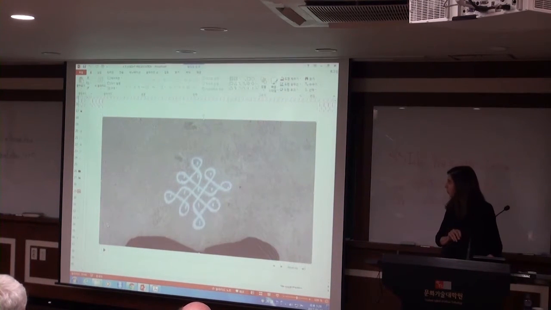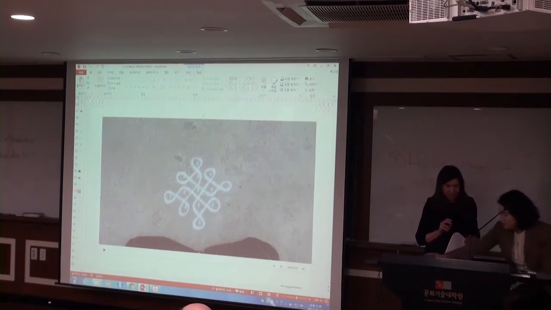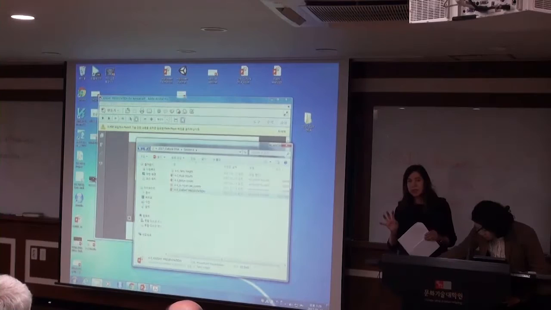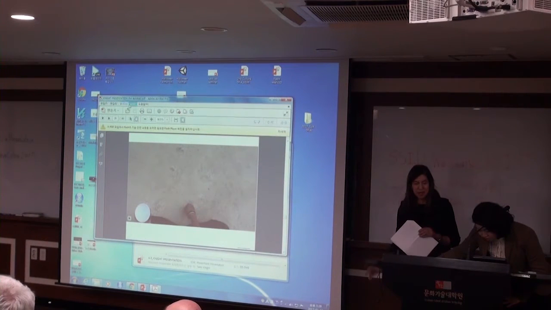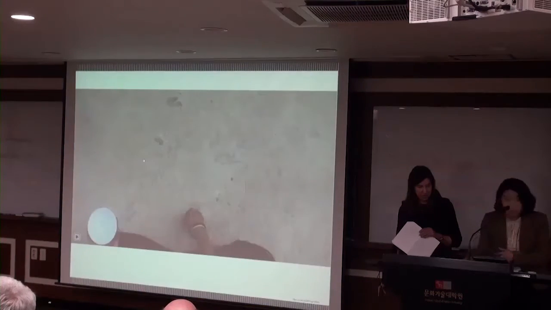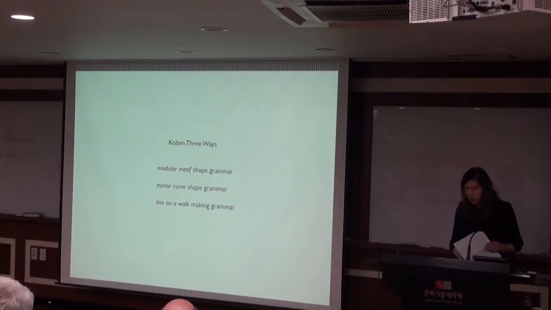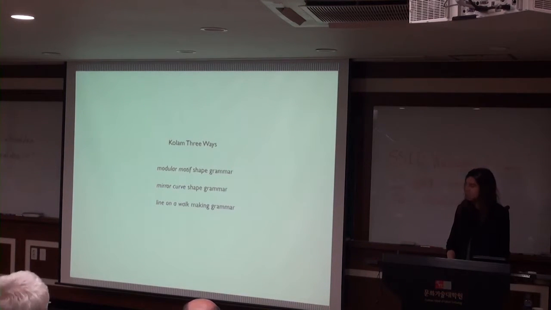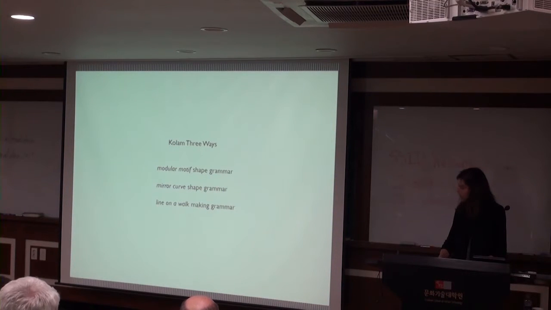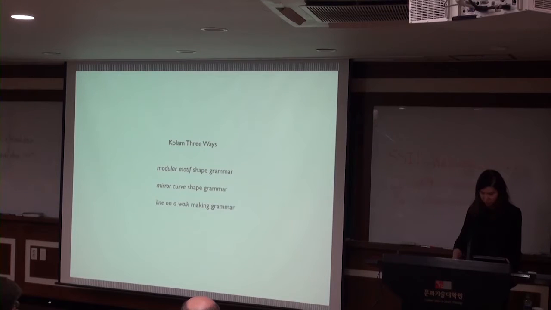Okay, so now what I'd like to do is show you quickly three grammars. I'll go back to the pattern. Column three ways. So, three different grammars to illustrate differences between designing patterns and actually making them. The first grammar is the shape grammar that I defined previously. The second grammar is also a shape grammar, and it begins to approximate the live process of making. And the third grammar is a making grammar that captures some, but not all, of the performative aspects of making. And I'll show only the highlights of the grammars here. There are more details in my paper.